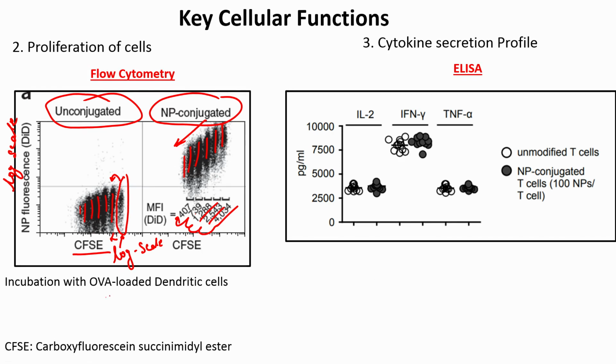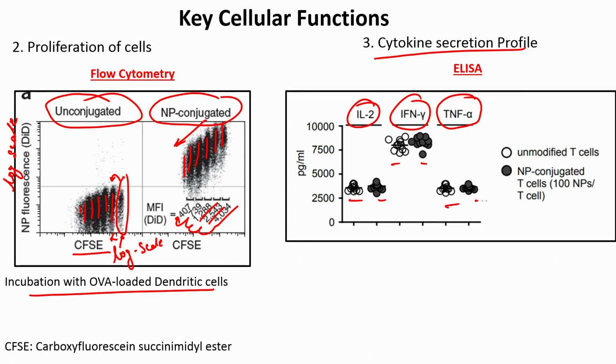To get this activation, they had incubated with dendritic cells. Next thing they saw was what about the cytokines being produced. Is the amount of cytokines different with the modified versus the unmodified? Again they tested for 3 different cytokines: IL-2, IFN gamma and TNF alpha, and what they find is their amount is not changed whether the T cell is conjugated with the particle or not.